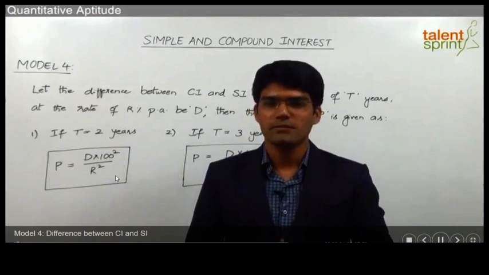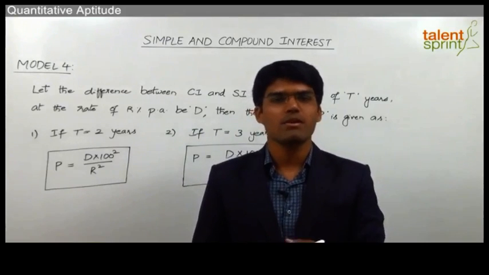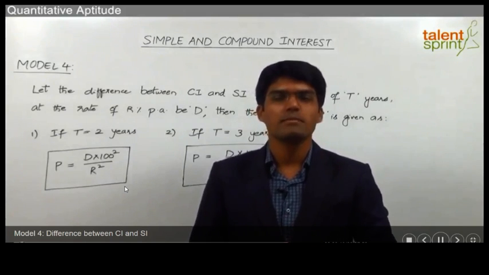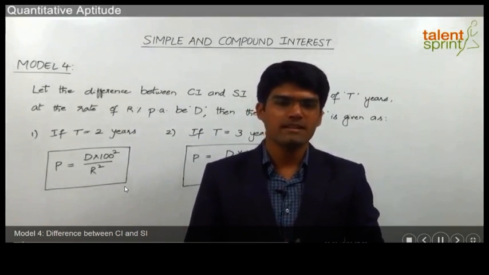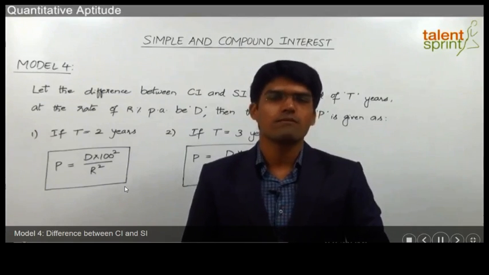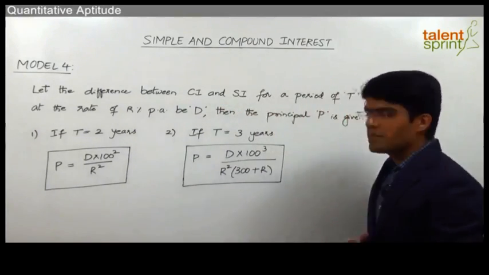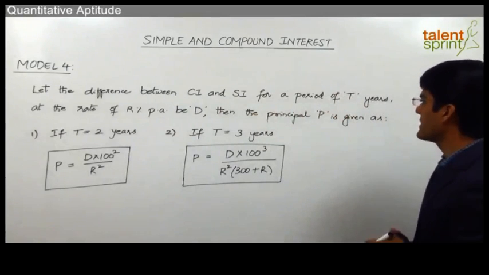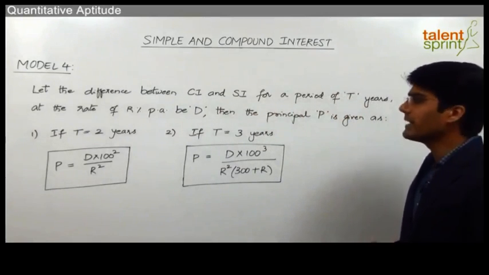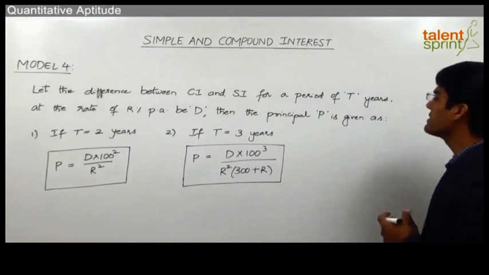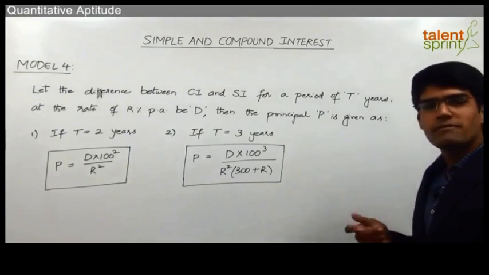Let us now take the fourth model from this topic, which is based on the difference between compound interest and simple interest for a given period of time. Let us first understand the formula to be used to solve questions based on differences. Let the difference between compound interest and simple interest for a period of t years at the rate of r% per annum be d. Then the principal p is given as, we have two different cases here.